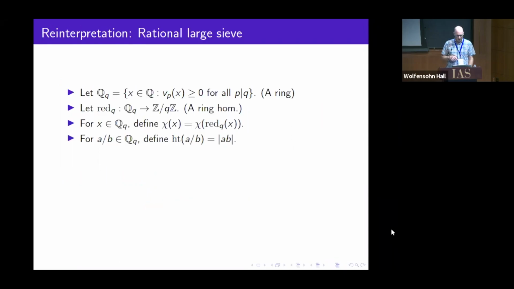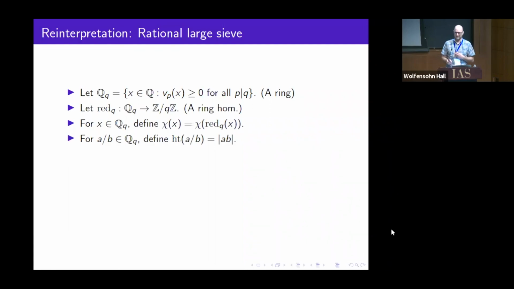So before I go off and say anything about the proof, I'd like to completely reinterpret this result in a way that, I don't know, I'm kind of curious how natural people think this looks. But okay, here we go.